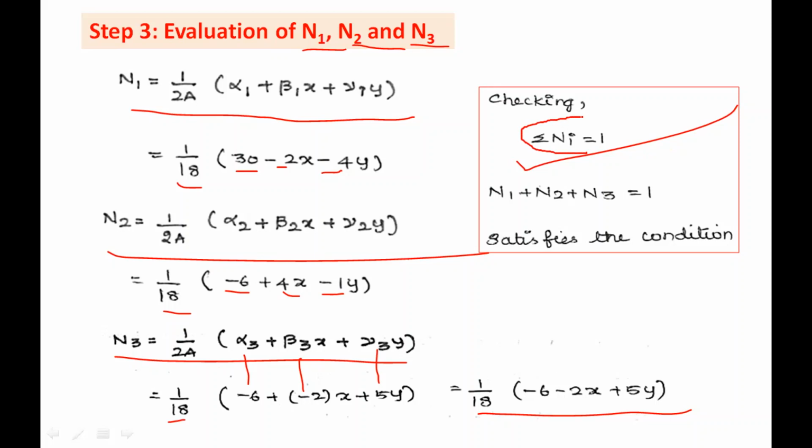The sum of the shape functions will always be equal to 1, sigma Ni equal to 1. So we have to check that when you add N1 plus N2 plus N3, you check this one.